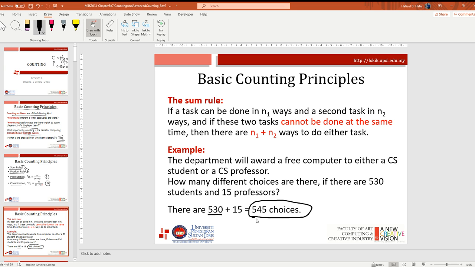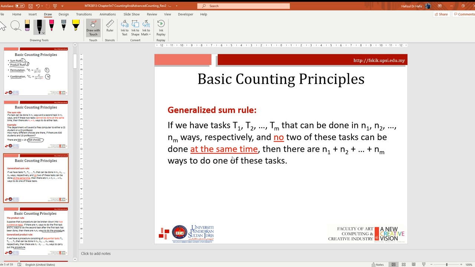Basically, counting refers to combination and permutation, generally counting the maths on the test. In some cases, you also count the possibilities by enumerating them separately. This one is the generalized sum rule. If you have tasks T1, T2, until Tm, that can be done in N1, N2, N3 ways respectively, and no two of these tasks can be done at the same time because this is not a parallel task, therefore there are N1 plus N2 plus N3 until Nm ways to do one of these tasks.